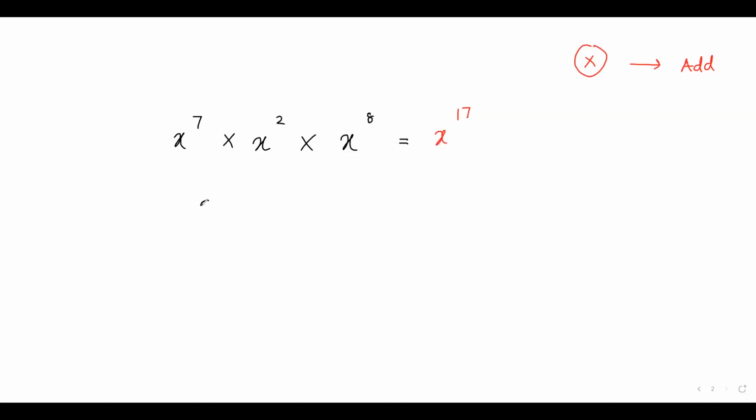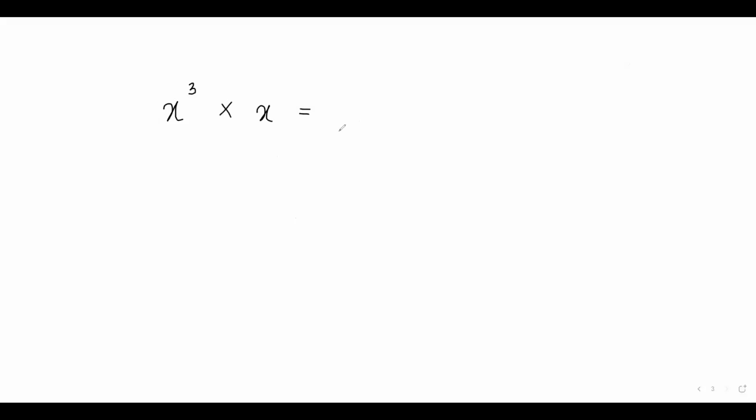If I give you x to the power 7 multiplied by y to the power 2, can we simplify this? No, because your bases are not the same. What about x to the power 3 multiplied by x? X to the power 4, because when they don't give you an index, the index is 1. What if it is x to the power 5 multiplied by x to the power minus 2? X to the power 3.